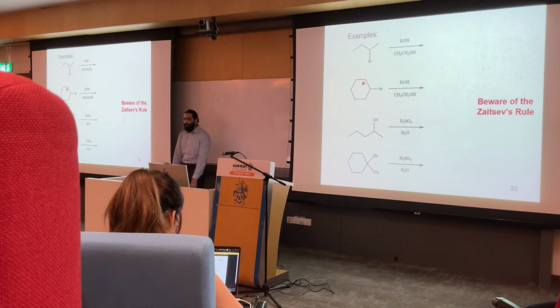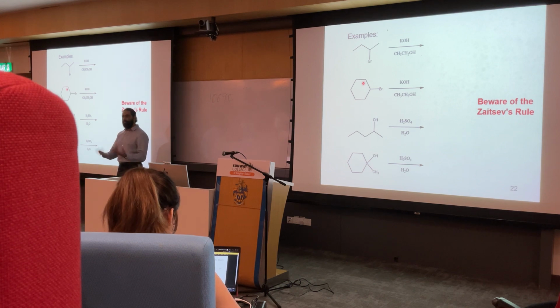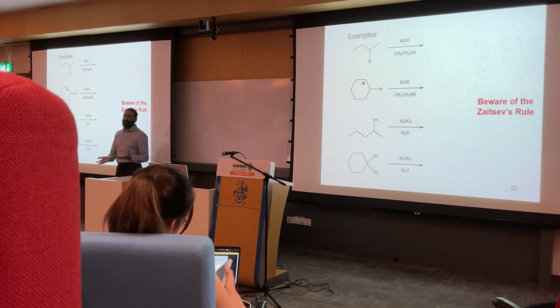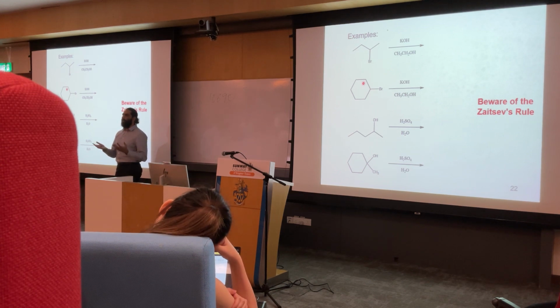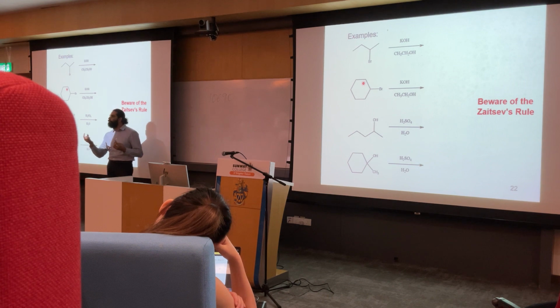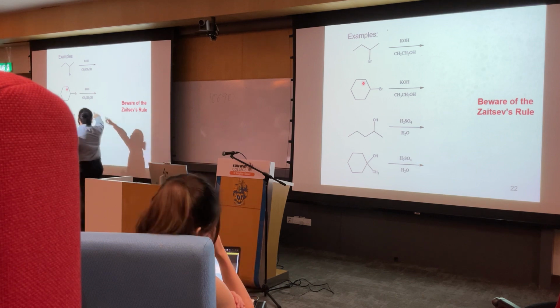Right, now let's talk about the Saytzeff rule. What did the Saytzeff rule say? That when you are making a carbon-carbon double bond, try to make a substituted carbon-carbon double bond. In simple words, that's what Saytzeff says. If you have the option to make an unsubstituted carbon-carbon double bond and a substituted carbon-carbon double bond, then the Saytzeff rule says always go for the more substituted carbon-carbon double bond. Here are a few examples.